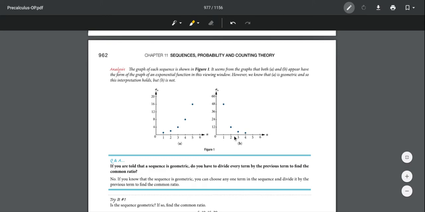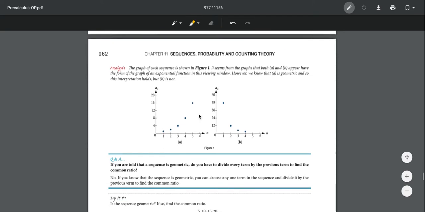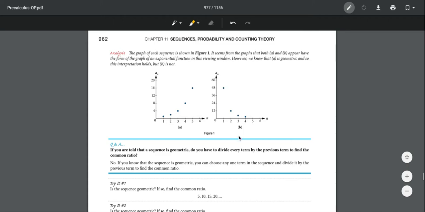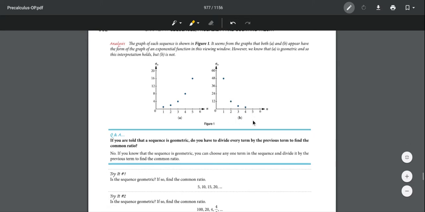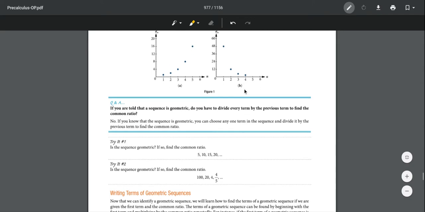So you have to make sure you don't just look at it and say, oh, that looks exponential, so therefore it must be geometric. You actually have to check the points and make sure that they actually work out, because things can look geometric without actually being geometric. This one is, right? But this one, remember, the ratios weren't the same. So it kind of looks geometric, but it's not. So if you're given a graph, just make sure you check. You don't just look at it and say, oh, it looks exponential, therefore it must be geometric, because that's not actually exponential, just looks like it.